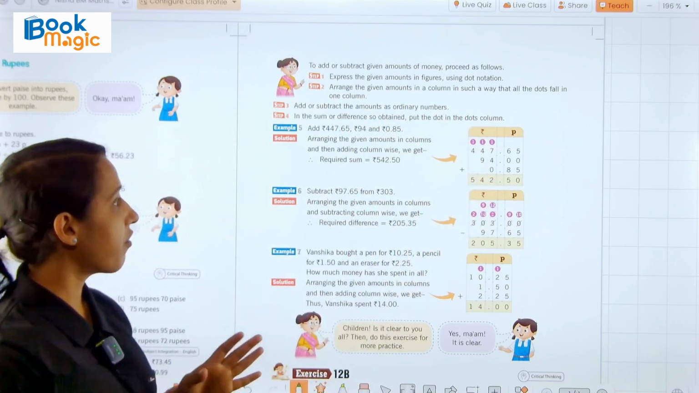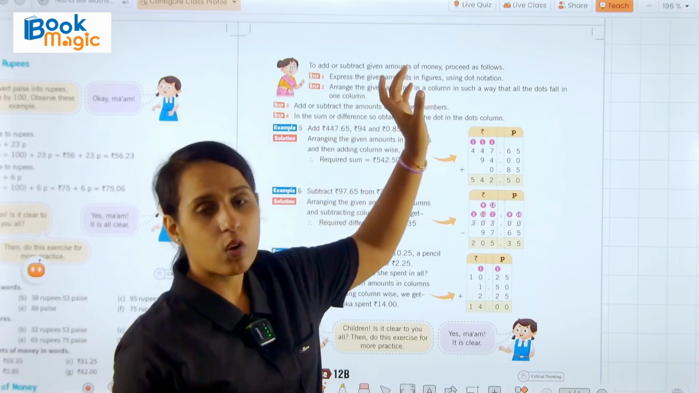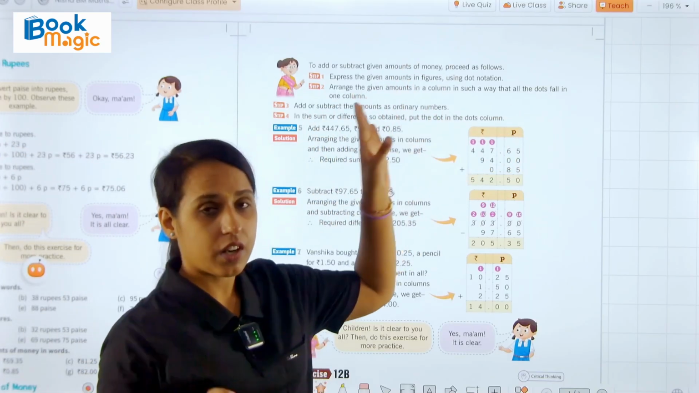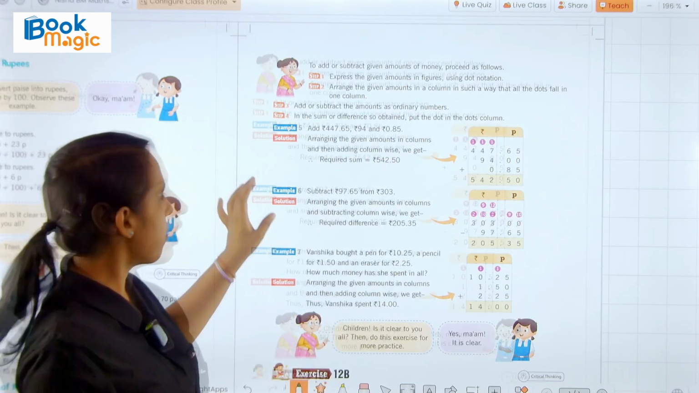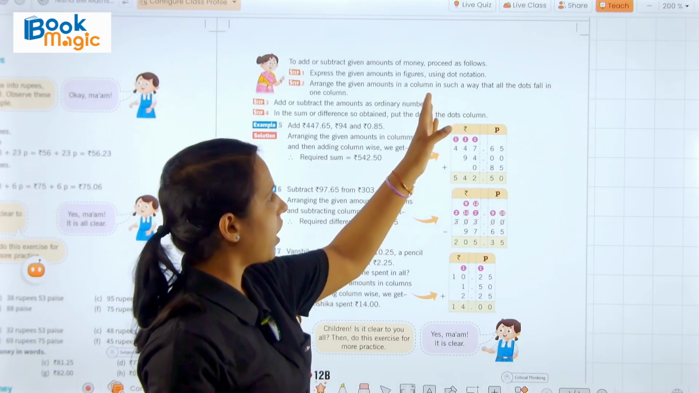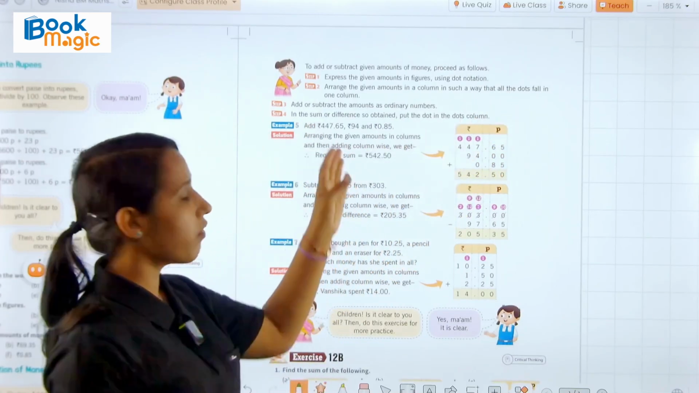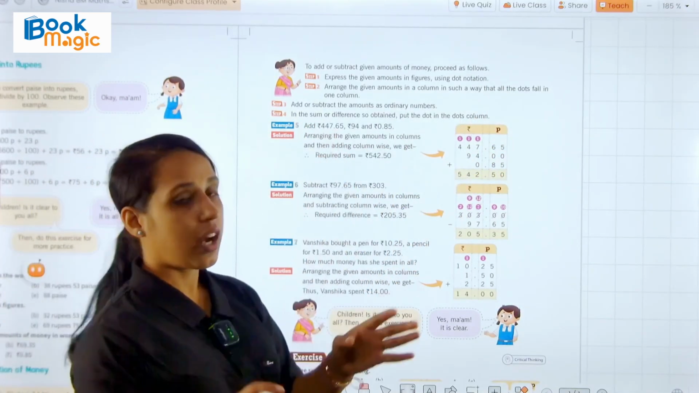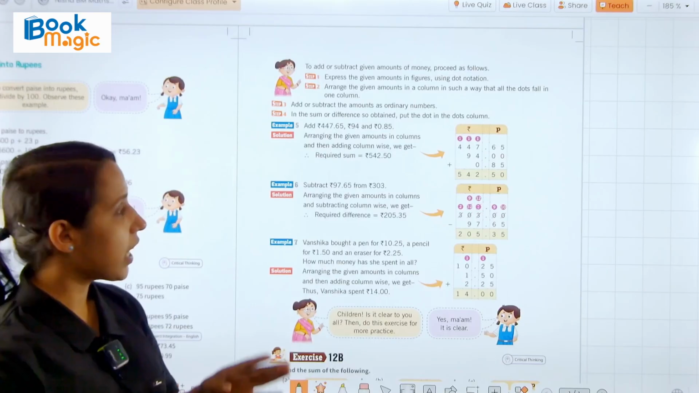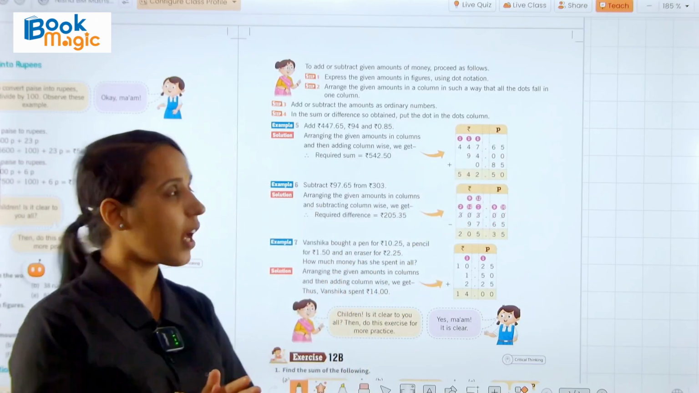कि हमें क्या करना है? फर्स्ट जो भी हमें अमाउंट दिया हुआ है उसको हम फिगर में कन्वर्ट करेंगे, और फिगर में कन्वर्ट करने के लिए हम किसका? डॉट का यूज करेंगे, दैट इज डेसिमल. Then step number 2, arrange the given amounts in a column in such a way that all the dots fall in one column. अब हमें अरेंज करना है कॉलम्स में इन अमाउंट को इस तरीके से कि सारे जो डॉट हैं वो एक ही लाइन में आए.